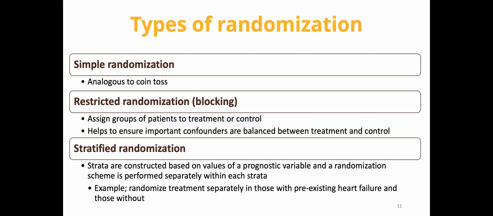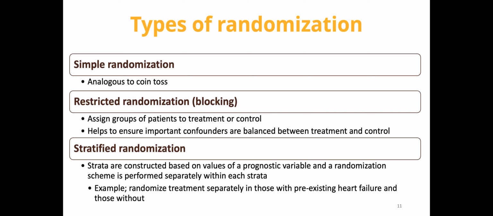There's also stratified randomization. So this is a little bit different. You construct strata. So you have a group of individuals who are smokers, for example, and another group of individuals who are not smokers, and then you randomize within each group. So again, here's another example: you randomize treatment separately in those with pre-existing heart failure and those without.